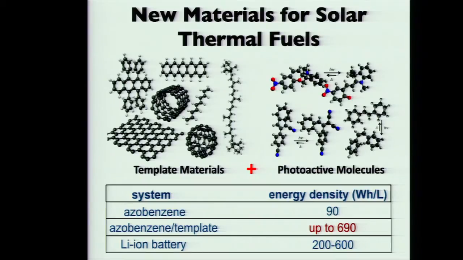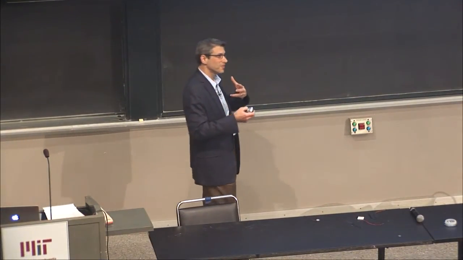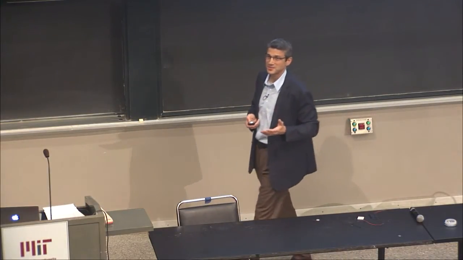So for example, with azobenzene, the one I've been showing you, you got 90 watt-hours per liter in the powder form, but you put these on nanotubes, and you get up to 690 watt-hours per liter, right? Again, I'm going into the atoms, and I'm asking them to do more by designing them into new materials. Okay? And that's actually now comparable to the best lithium-ion batteries can do. And of course, this is not electricity. This is heat. So you have to think about where do you need heat? It turns out there are a lot of places you need heat.